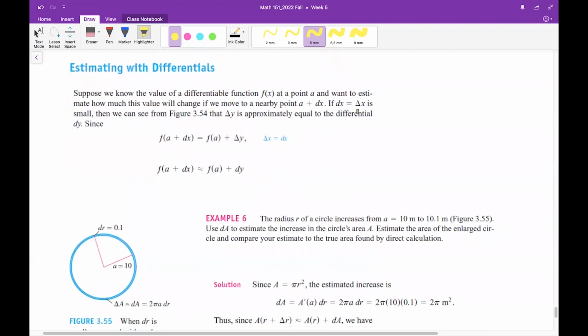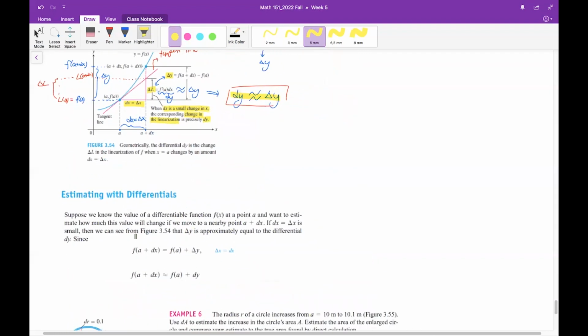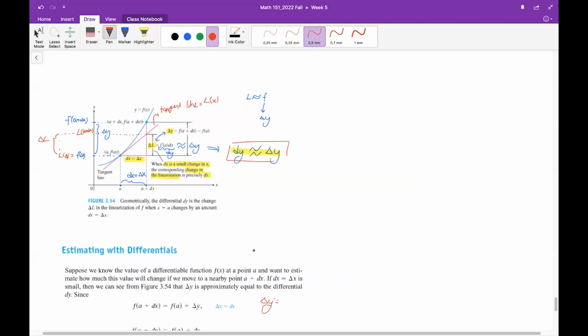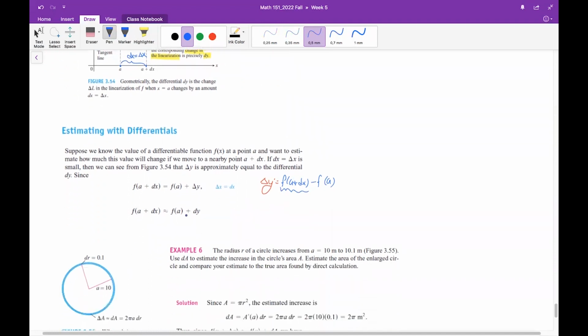Let's move on. Estimating with differentials. Again, these are all related to the picture here. f of a plus dx is what? It is f of a plus delta y. Why is it like so? Because you know delta y is what? Here, delta y is this difference. Let's write that difference once more. f of a plus dx minus f of a. Delta y is the difference of the images. And we want to solve this equation for this part. That's why it is given as delta y plus f of a, just like written here.